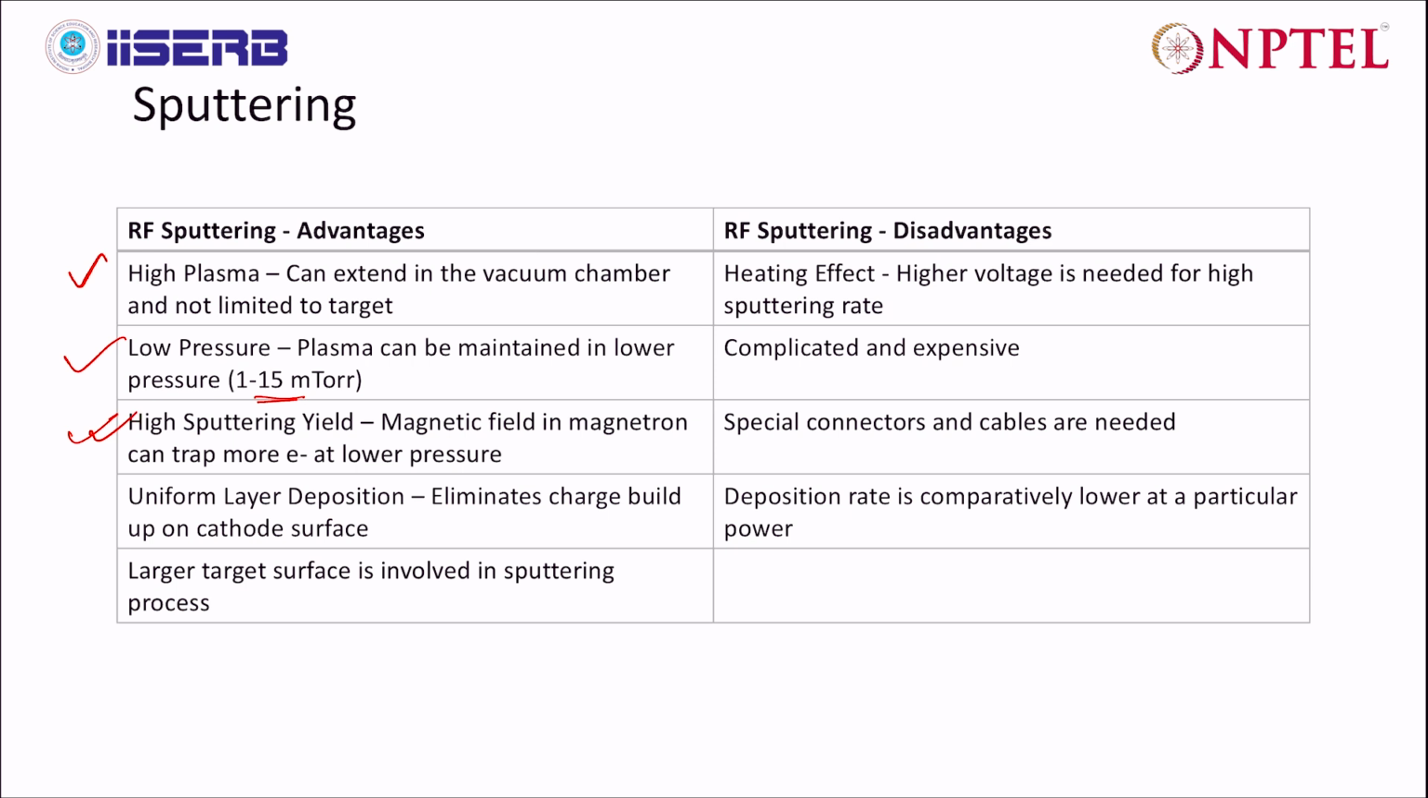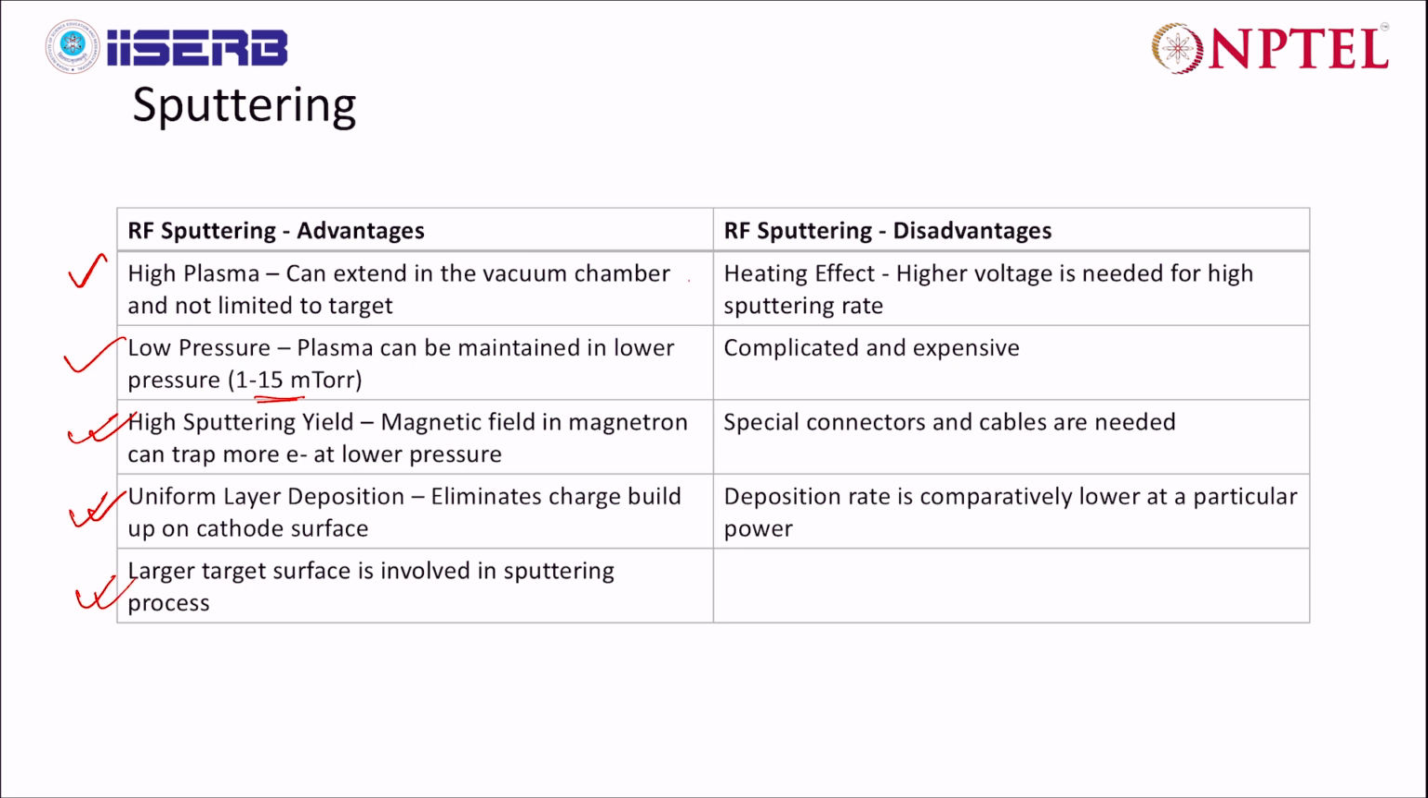Uniform layer deposition, because it eliminates charge buildup on the cathode surface. This particular process eliminates the charges that build up on the cathode surface. Hence, uniform layer deposition is possible. In this case, a larger target surface is involved in the sputtering process usually. So these are the advantages.